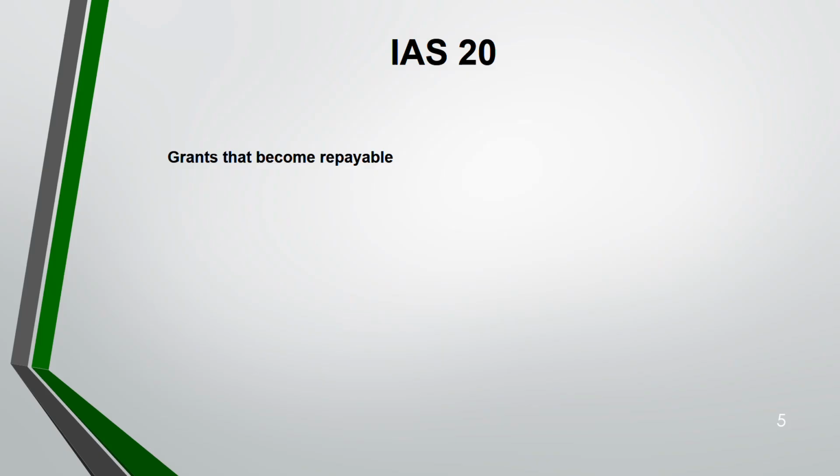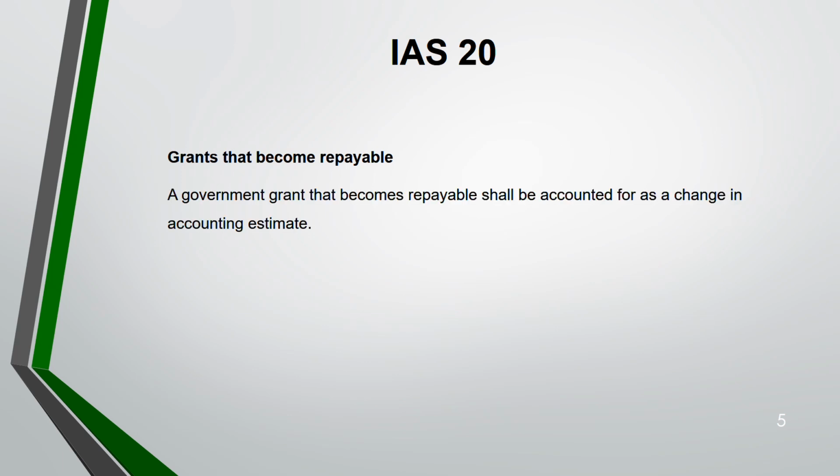Okay. Next, grants that become repayable. What if your grants become repayable? Now you have to pay back the grant back to the government. There are conditions. If you meet, you have to pay back. A government grant that becomes repayable, you have to account it as a change in accounting estimate.